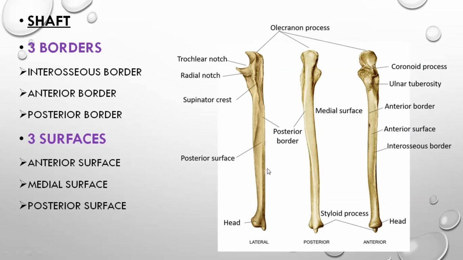So three surfaces: the anterior surface, smooth, and on the anterior surface you have to remember that there is the nutrient foramen at the junction of the upper and middle one-third. Medial surface, smooth and unremarkable. The posterior surface is important because multiple muscles are attached on it. So the posterior surface is first divided into upper and lower parts by the oblique line, and then the lower part is further divided by a vertical line into medial and lateral parts.